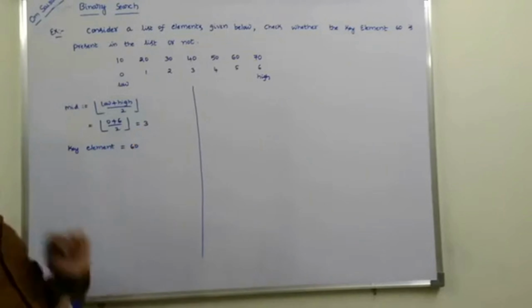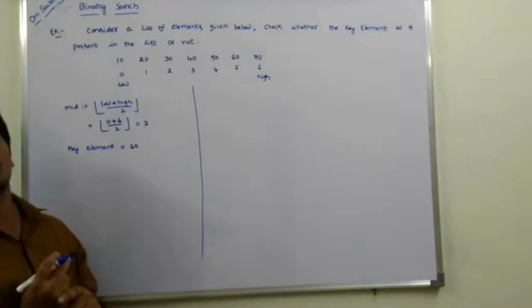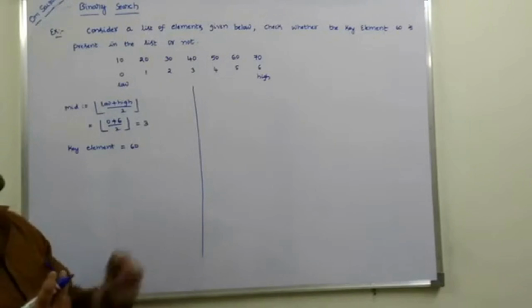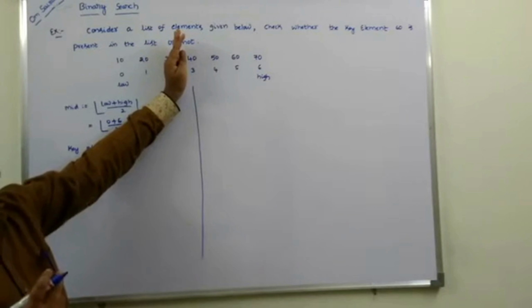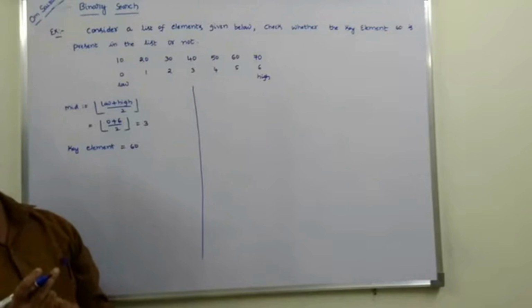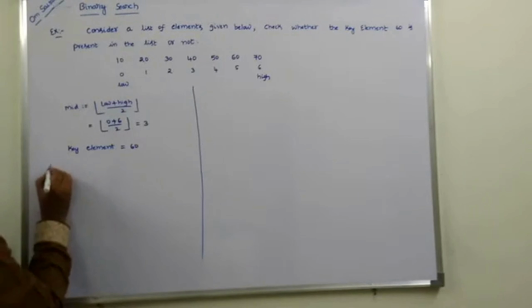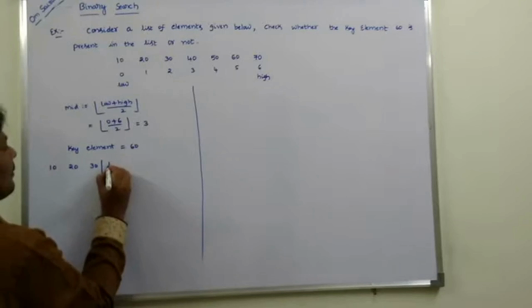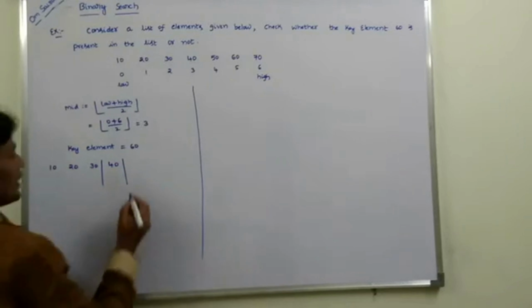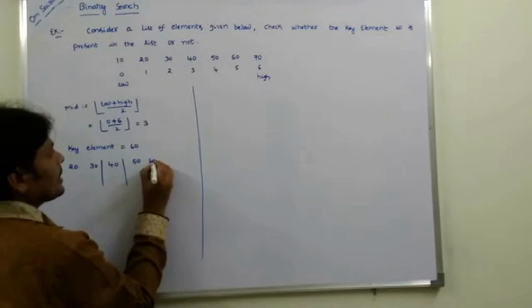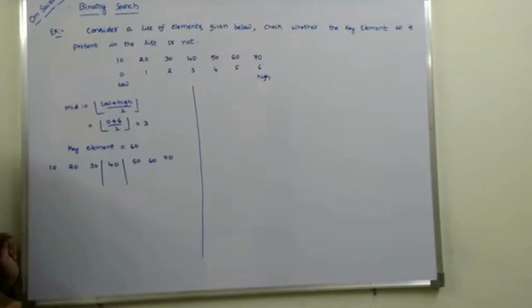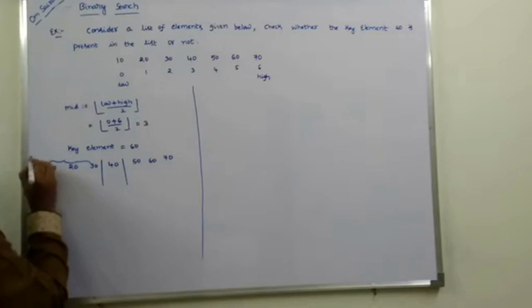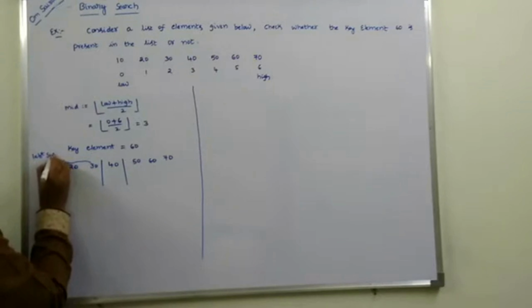Okay. By using the mid value, the given list is divided into two parts. Before the mid value is the left sub array, and after the mid value is the right sub array. So that is 10, 20, 30, this is the left sub array. 40 is the mid element. Next, after the 40: 50, 60, 70. This is the right sub array. The elements before the mid value belong to the left sub array.